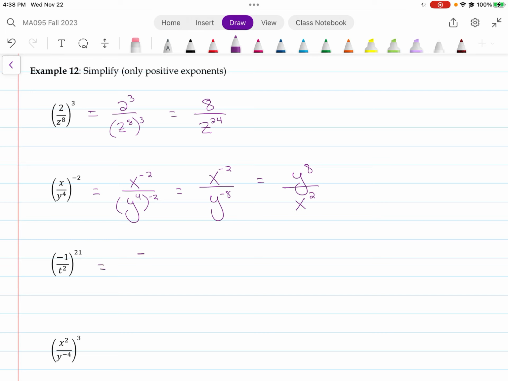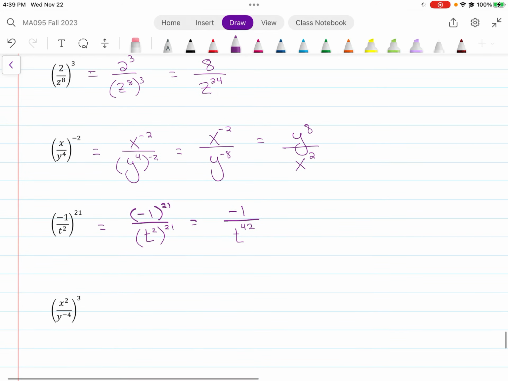All right, the next one, we get negative 1 on top to the 21, and on the bottom, t squared to the 21. So negative 1 to a negative power is going to leave us with a negative 1. And then on the bottom, we get t to the 2 times 21 is 42.